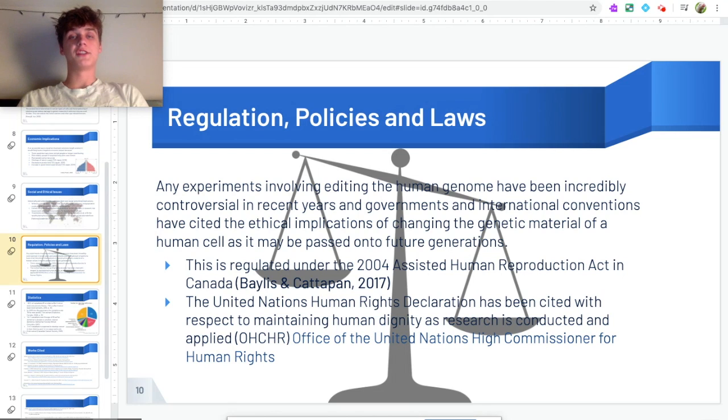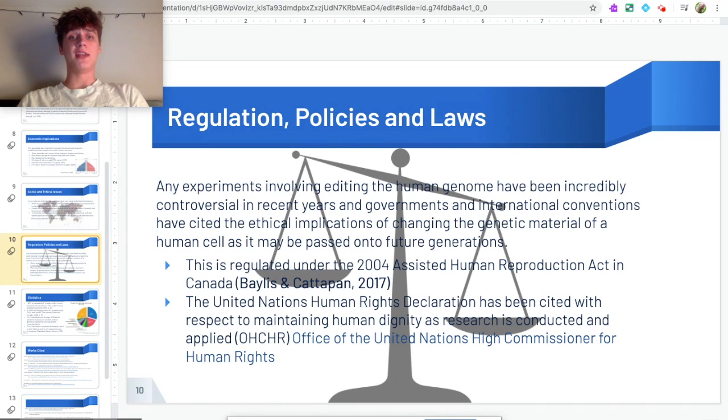So in Canada, this is actually regulated under the 2004 Assisted Human Reproduction Act, and it is punishable by up to 10 years in prison. However, it's more focused on the editing of the human genome in certain germ cells or gametes, as those do have the chance of passing that genetic material on to a future generation.